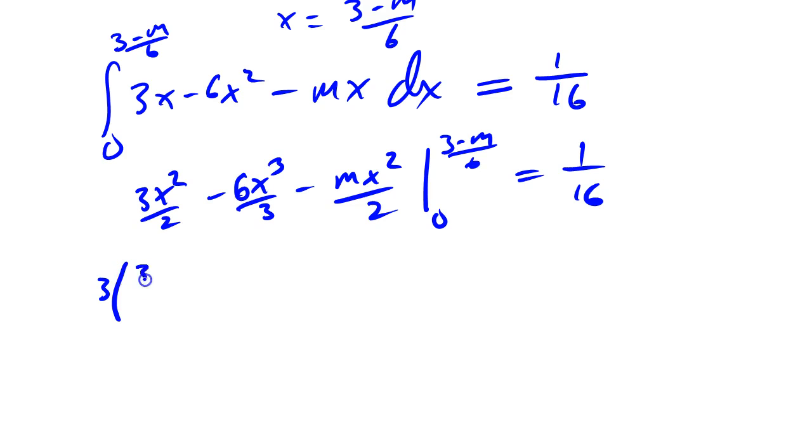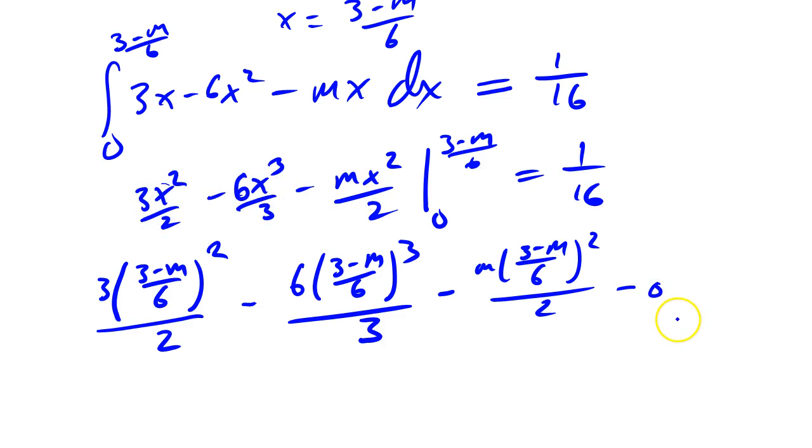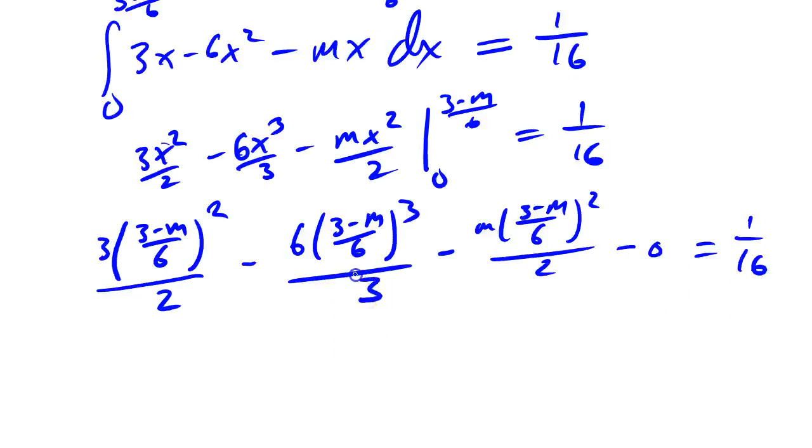3 times (3 minus m over 6) squared over 2 minus 6 times (3 minus m over 6) cubed over 3 minus m times 3 minus m over 6 squared over 2, minus what I get when I plug a 0 in. But when I plug a 0 in, this will be 0, that'll be 0, that'll be 0, you add them all up, you get 0. Right? And that has to equal 1/16.